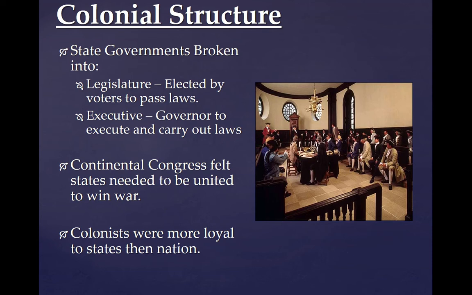During the Revolution, the Continental Congress felt that they really needed these states to have some sort of unification to win this war. There were certain things that needed to be done with a more central authority. The real problem became, however, that many of the colonists were actually more loyal to their states than the nation as a whole. But what you get is what's called the Articles of Confederation.